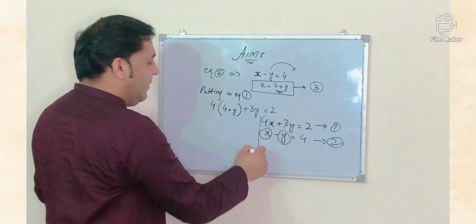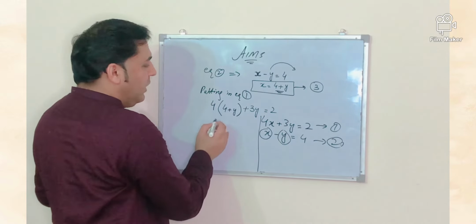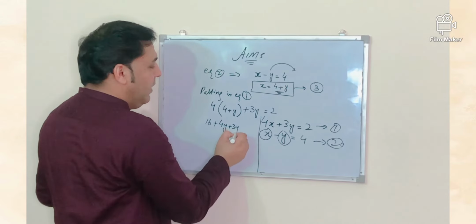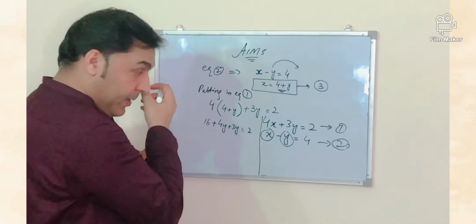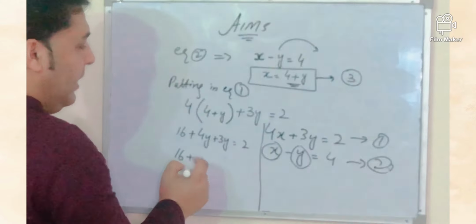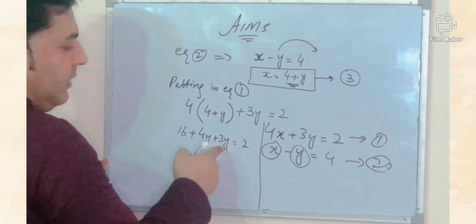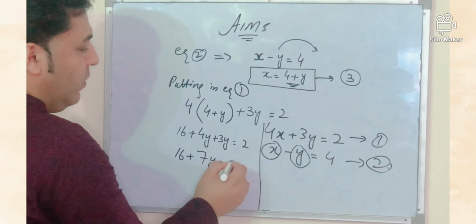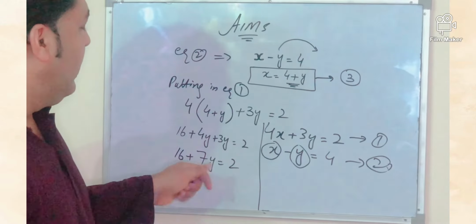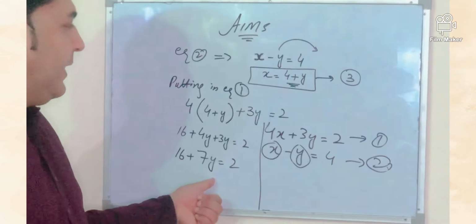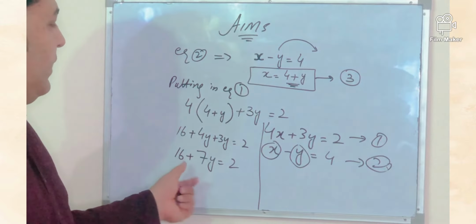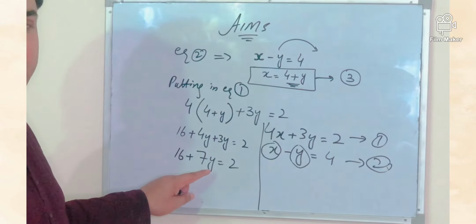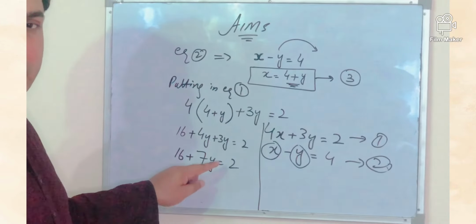Now I will solve it. 4 into 4 is 16. 4 into y is 4y, plus 3y equal to 2. 16 plus, these two are coefficients and the variable is the same, so the coefficients will be added. It will become 7y equal to 2. Now you see, this is a simple equation in one variable. When you do this procedure, you will be left with a linear equation in one variable. Now we know how to solve this kind of equation.